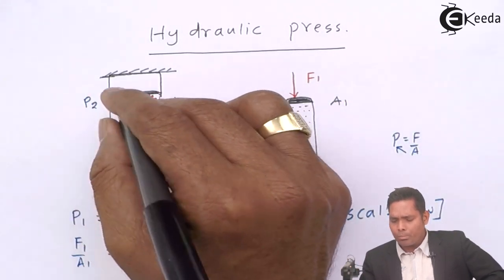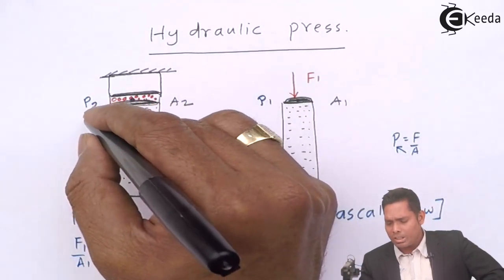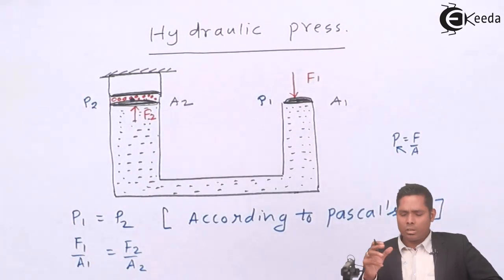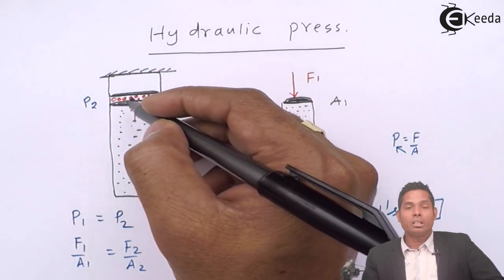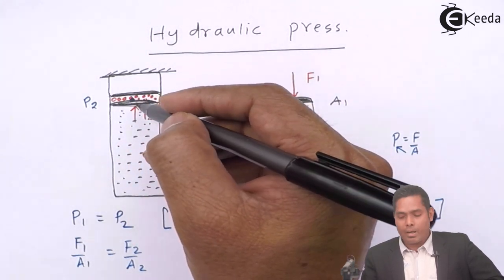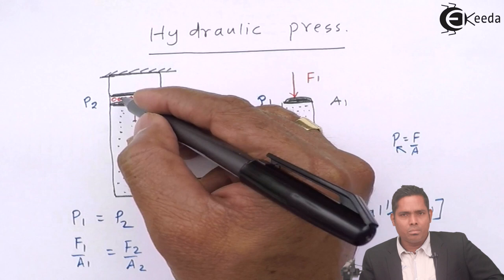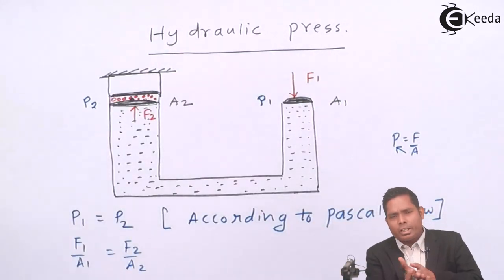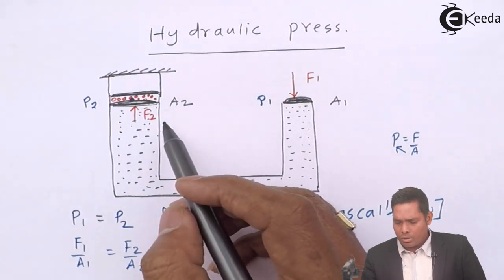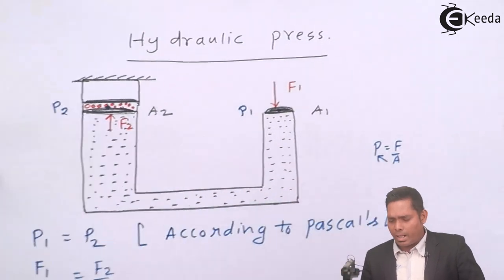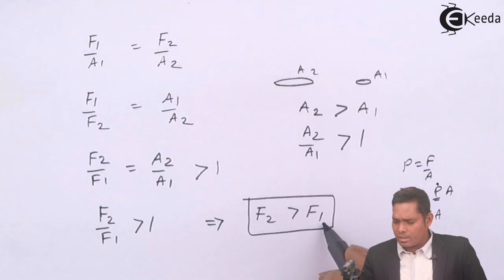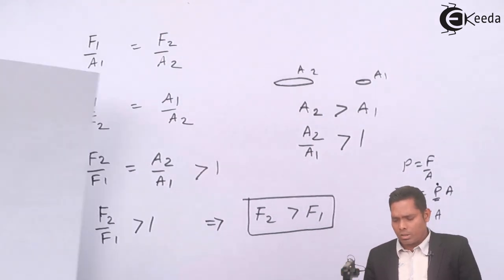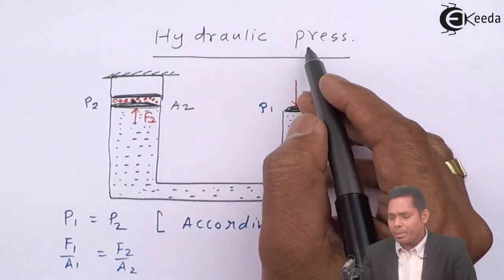The force is increased depending on the ratio of the area. If you want more force here, then you have to increase this area of cross section, so that even by applying a small force, the force here is more, because that force is required for our job. Because the jaw has to be pressed, so the force has to be more. If it is more, then you can do the work by pressing it. So from this we conclude that the force is greater, and this helps in doing the work. What is the work? Work is to press it.